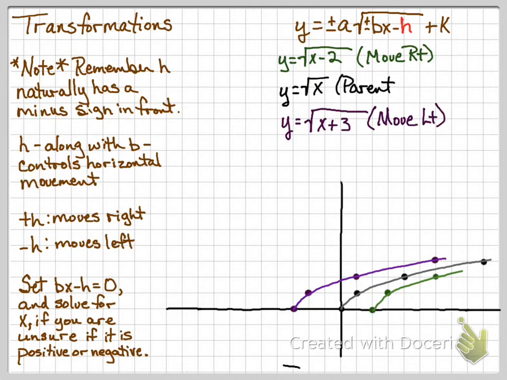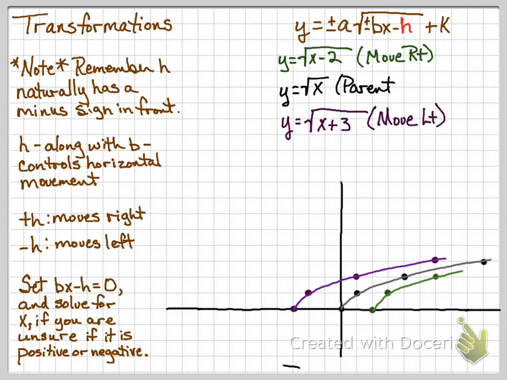Alrighty. Now we're going to look at h. Remember, h controls our horizontal movement, left to right. Again, I made the note just to remind you that h naturally has a minus sign in front of it. Okay, and then also made a note to remind you that h along with b controls the horizontal movement. Okay, and if it's a plus h, it moves to the right. If it's a minus h, it moves to the left. Or not plus h. If it's a positive h, it moves to the right. Negative h moves to the left.